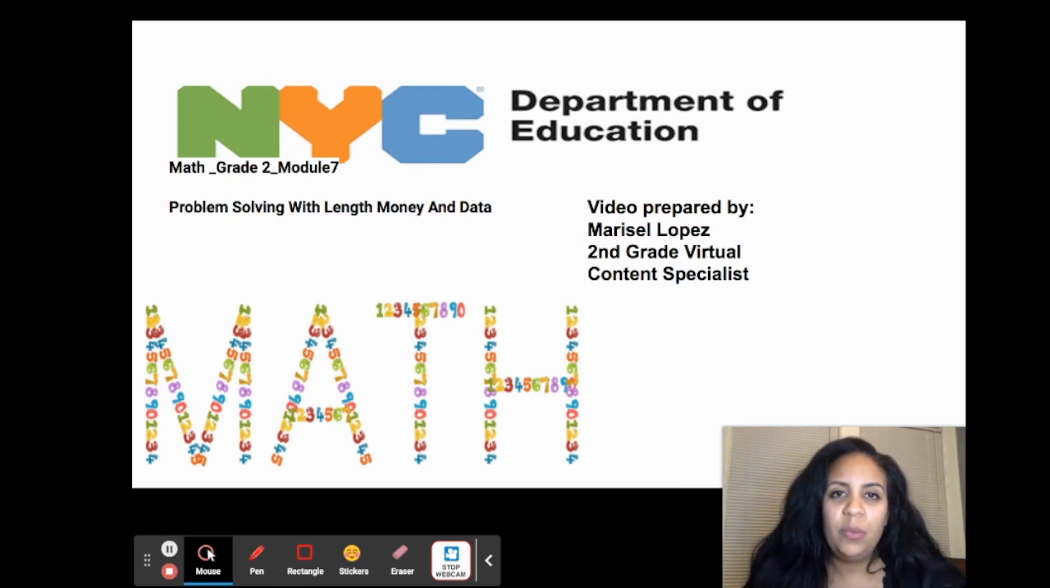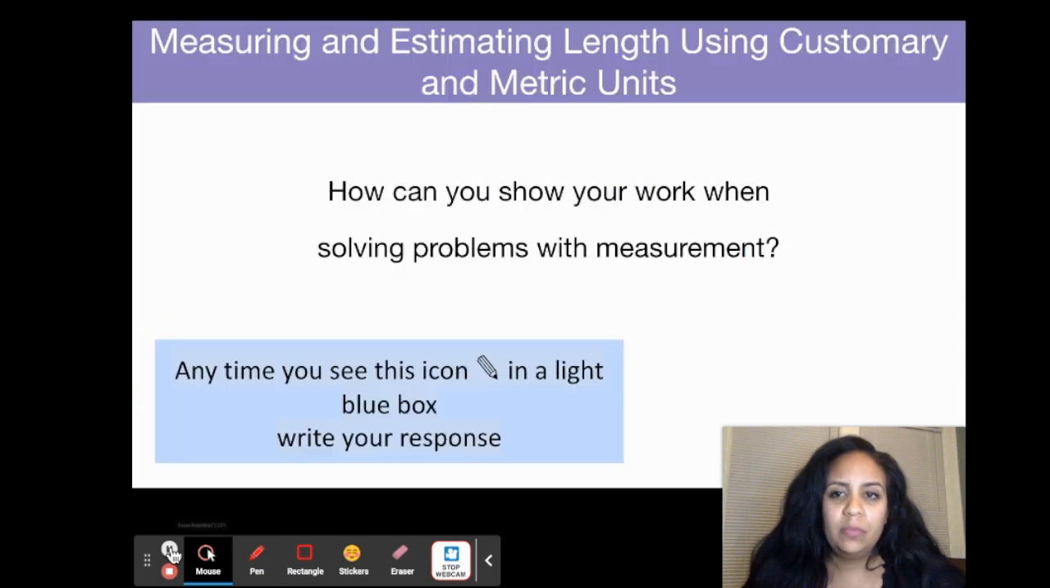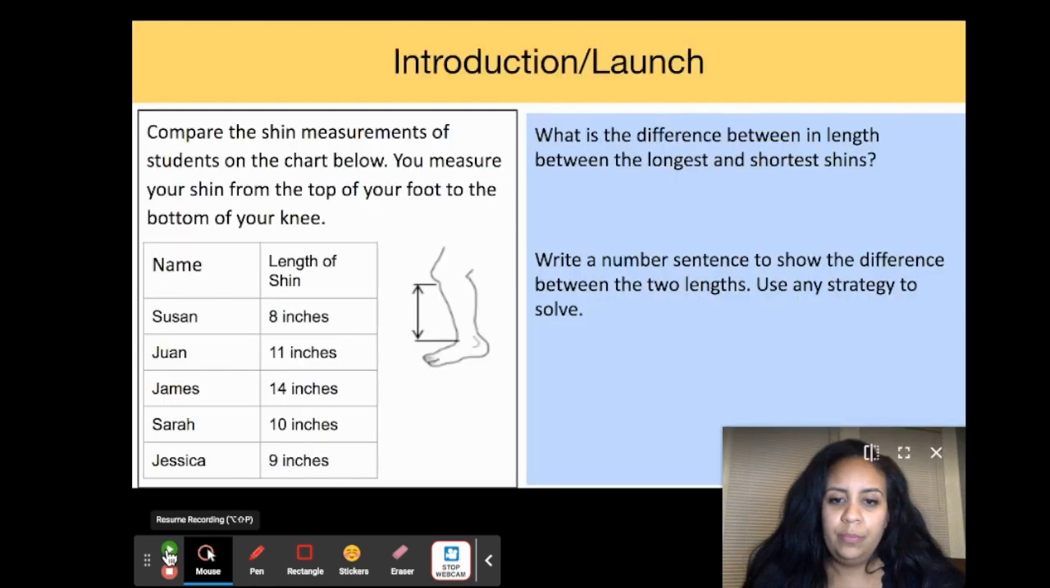In this unit, we will continue learning about measurement. Are you ready to get started? This is the question that we will be answering today. How can you show your work when solving problems with measurement?